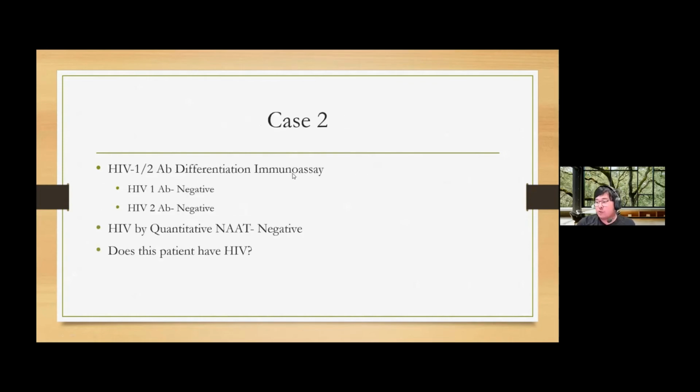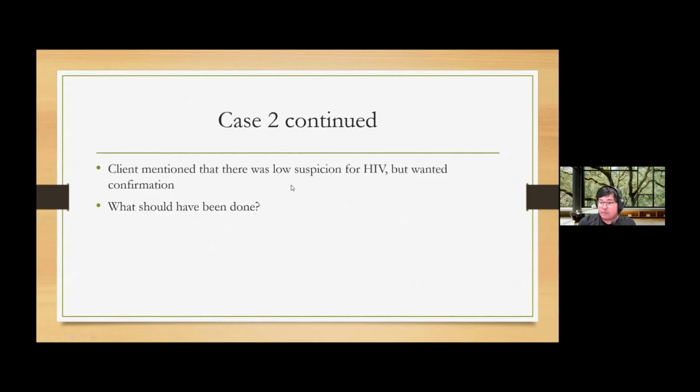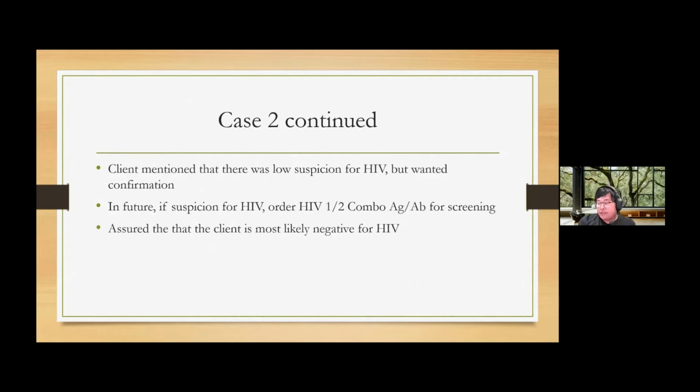The question is, why didn't we order one at our lab? Well, when outside clients come to us and ask for antibody differentiation immunoassay, we assume that there's a positive 4th gen screen at their lab, so we just run it directly. We assumed there was already a positive 4th gen test, but they didn't do that at their lab. So we told them for future reference that they should do the screening test first before doing the antibody differentiation test. And we assured the client that their patient is most likely negative for HIV.